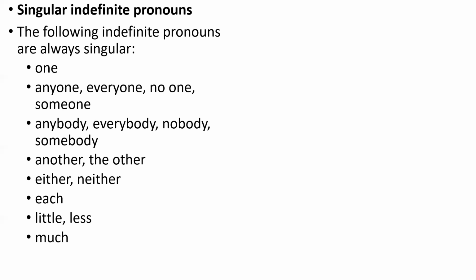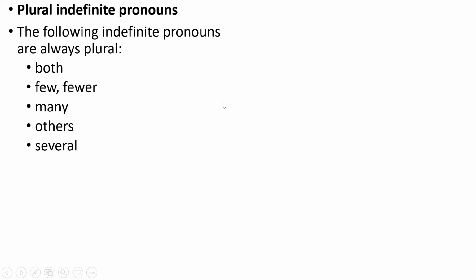So these indefinite pronouns are always singular. Basically, any pronoun that ends in one, body, or thing, and I actually didn't put the things here. So like everything, nothing, those are also singular. Plus, either, neither, each, little, less, much, these are always singular pronouns. So they always need to be matched with singular verbs or other singular pronouns. Whereas these pronouns are always plural: both, few, fewer, many, others, several.